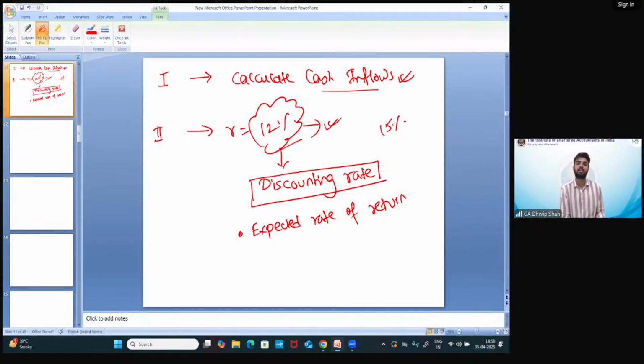Are you following? So it is very subjective. Let's say someone just wants 10% from that project, so 10% would be their discounting rate. It may depend on person to person, company to company. This is the first thing. But since we are learning this from an academic point of view, we need to be at a uniform rate. We need to bring a uniform rate for all the students.